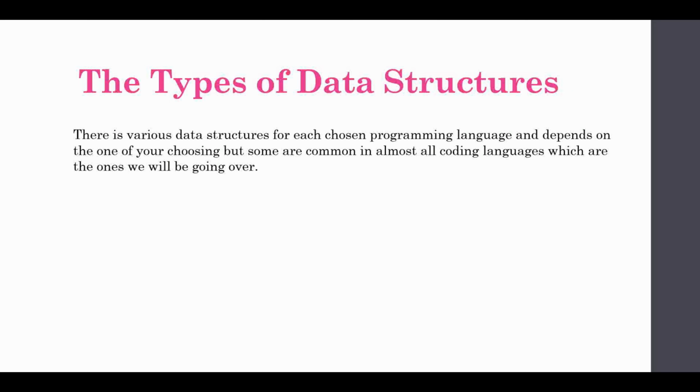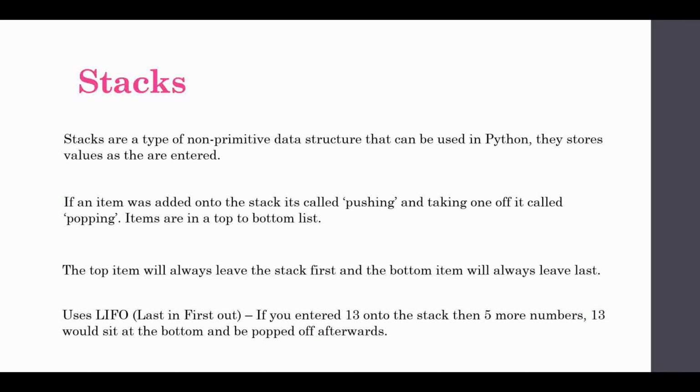So types of data structures. There are various different types of data structures for different programming languages, but it kind of depends on the ones that you're choosing, but there are a few common ones. All coding languages will generally have the same basic ones, but then there are some more depending on the ones that you choose. So we've got ones like stacks.